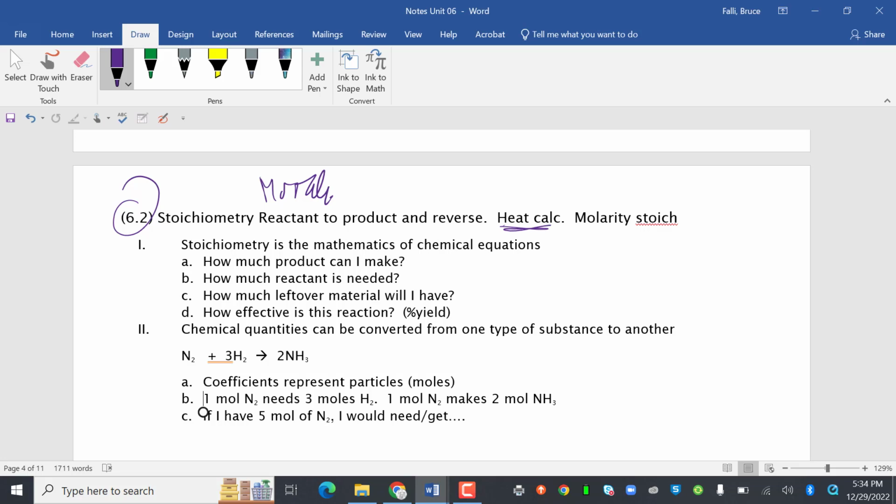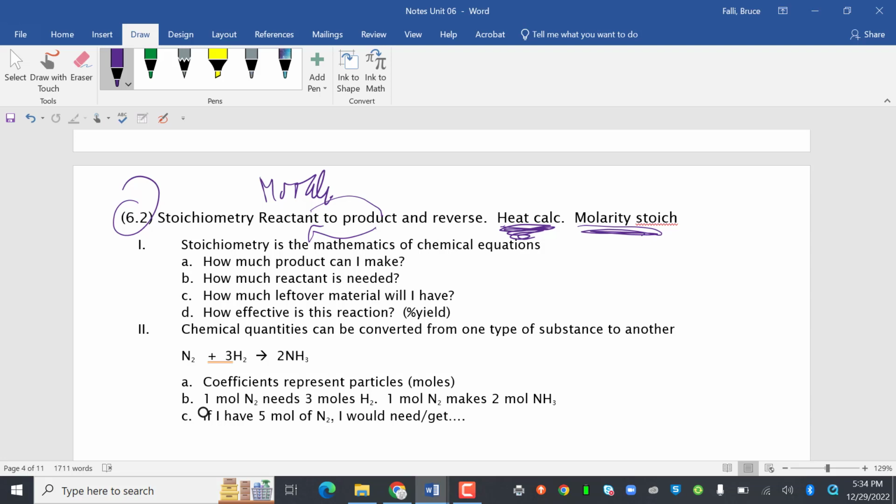Little heat calculations. How warm will it get if I burn this? And molarity stoich, which means reactant to product using molarities, product to reactants using molarities. So stoichiometry is the mathematics of chemical equations. So that means we're going to change from one thing to another.